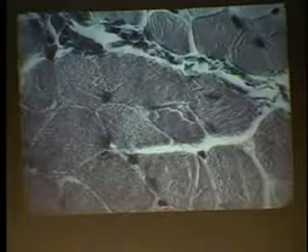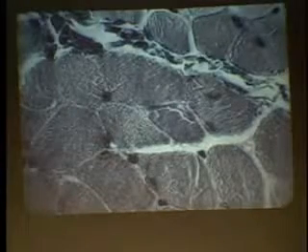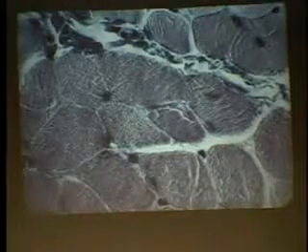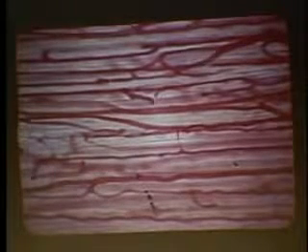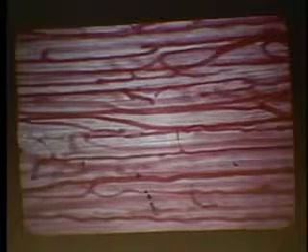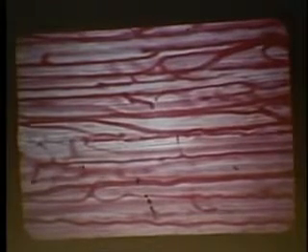When you get to pathology, you've got to learn all of this in different sections, not just textbook pictures. In the next one, what kind of muscle is this? What's the slide demonstrating? What do you think these are? Blood vessels, good for you. They've injected a dye into the blood vessels. Just look at the amount of vascular supply to your skeletal muscles. Phenomenal.